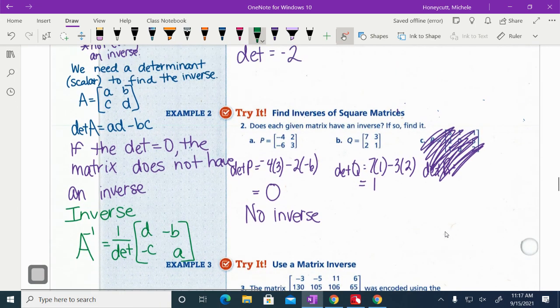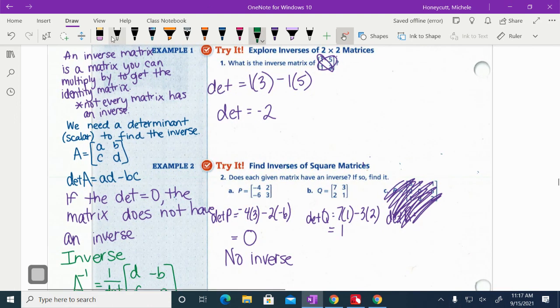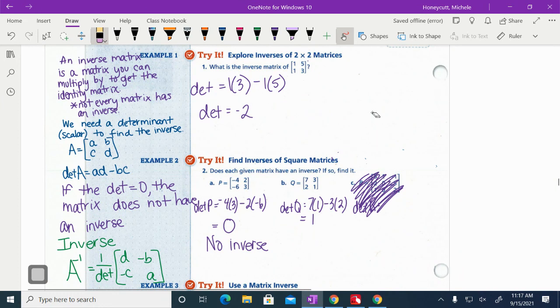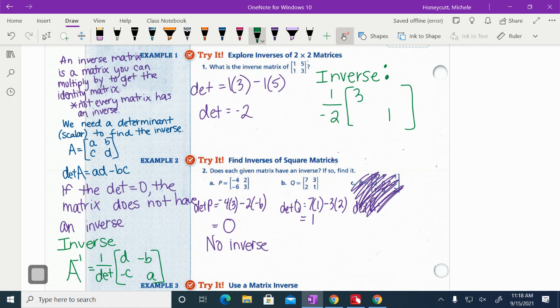All right, do you have that formula? Because we're going to find the inverse here. We need to erase these marks. All right, let's find the inverse of the first one. I'm going to take 1 over the determinant, so 1 over negative 2, times, I'm going to switch the 1 and the 3, and then I'm going to make 5 and 1 opposite, so negative 5, negative 1. And then I multiply that negative 1/2 to everything.